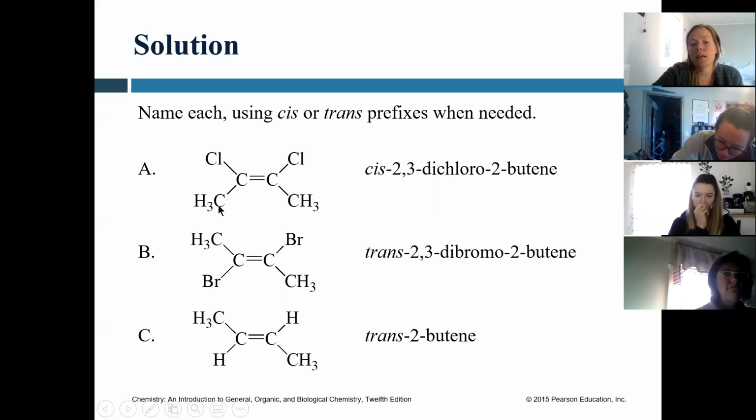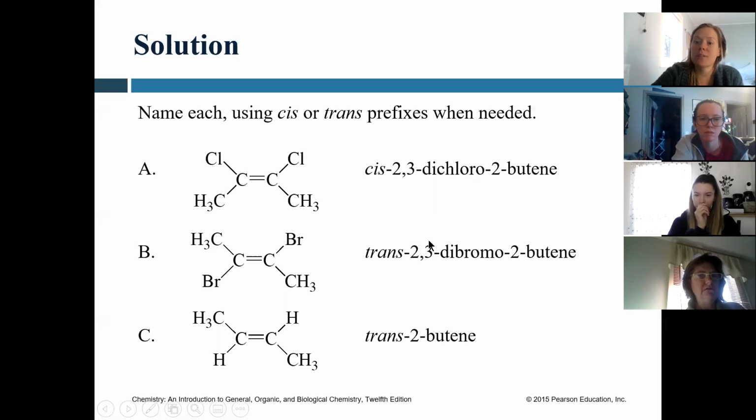Looking at this one here, we've got the 1, 2, 3, 4. So we've got the butene. The double bond is on the 2. And then we've got 2 accessories, a chlorine and a chlorine. 2 chlorines are going to give us dichloro. It's on carbon 2 and carbon 3, and they're both popping out on the same side. So we would say that this is cis. So this one here is cis-2,3-dichloro-2-butene.